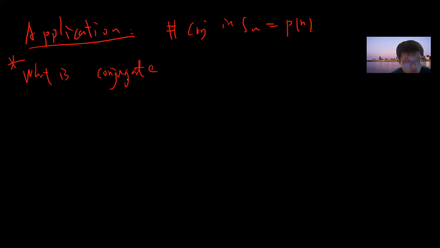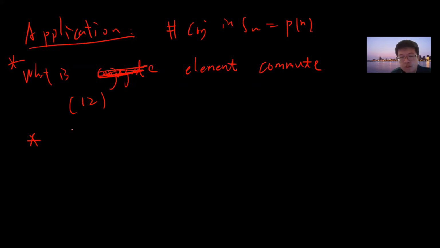Let's see. Okay, so what is the element that commutes with (1 2)? So I want to ask what elements commute with (1 2), right? So (1 2) permutation, then permutation (1 2). Obviously, anything that does not permute 1 or 2 will commute with (1 2), right? So how many of them are there? Basically it's 3 to n, you can literally permute them, so there should be (n-2)! of them, right?